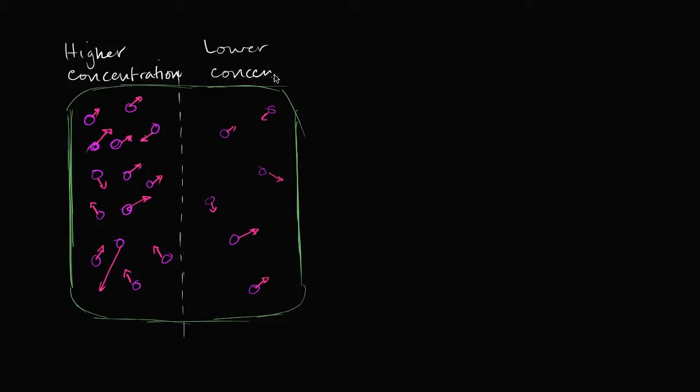Lower concentration on the right. And when you have this situation where you have a higher concentration and then a lower concentration, we call this a concentration gradient. The concentration is changing from high to low, and so we call this a concentration gradient. Now, what do we think is going to happen? Let's say this is what our situation is right when we look at it. What do we think is going to happen?